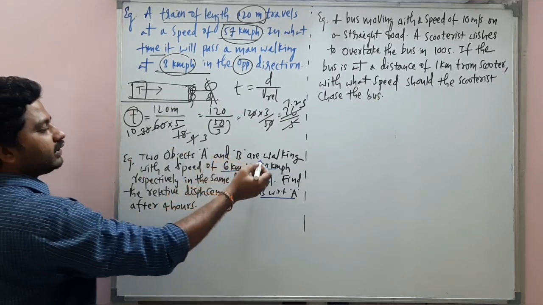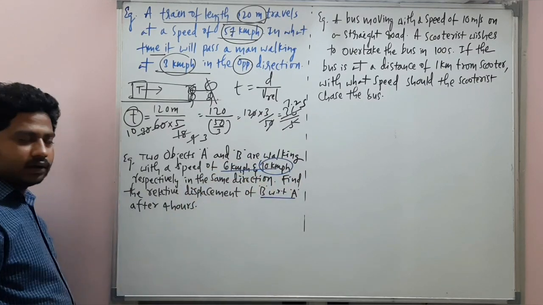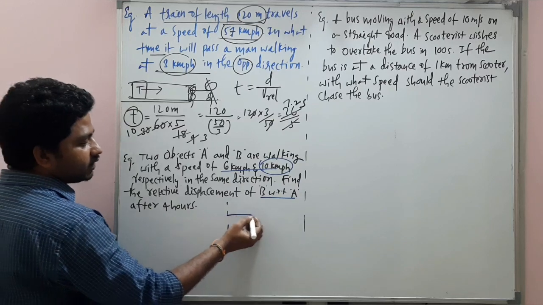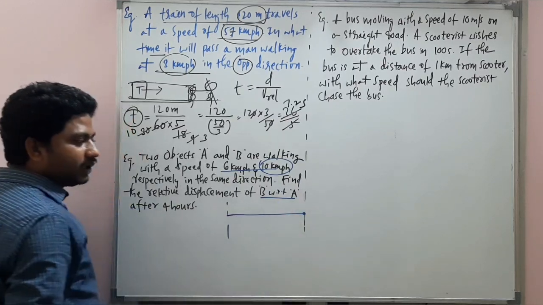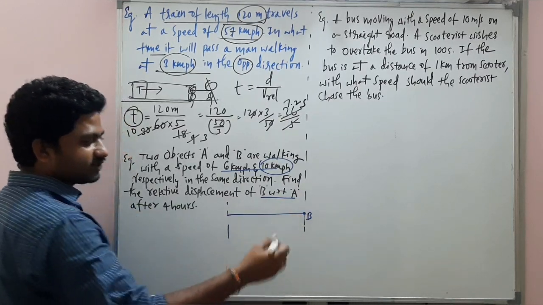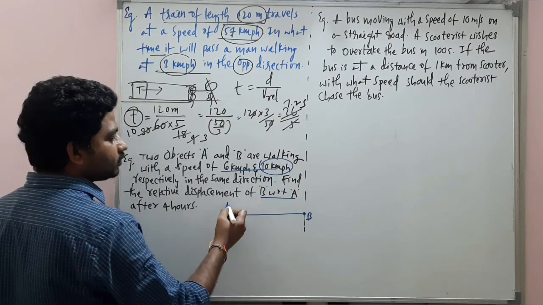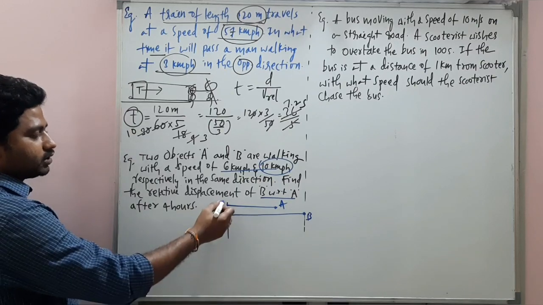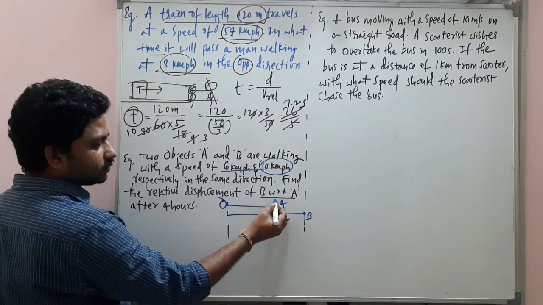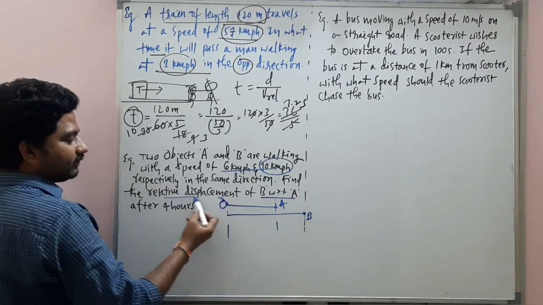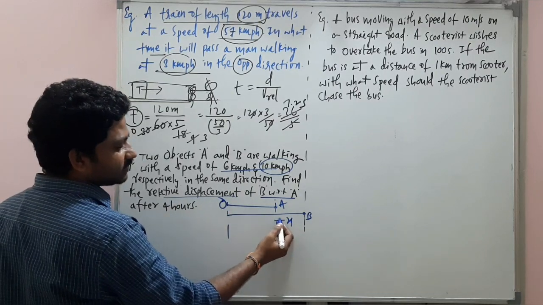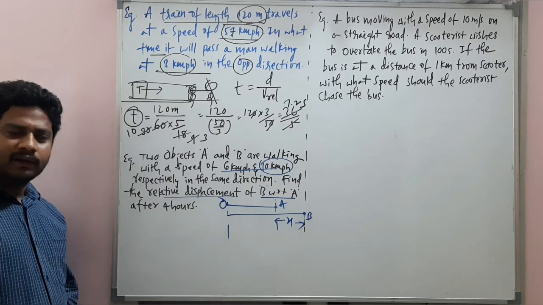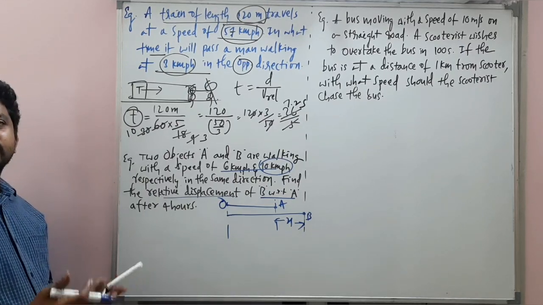See, B is moving with more speed. Imagine both have started from here. As B is moving with more speed, it is at this position after some time. A is moving with less speed, so it is at this position after some time from the origin. So what happens after some time? That is the relative displacement here. Relative displacement of B with respect to A.